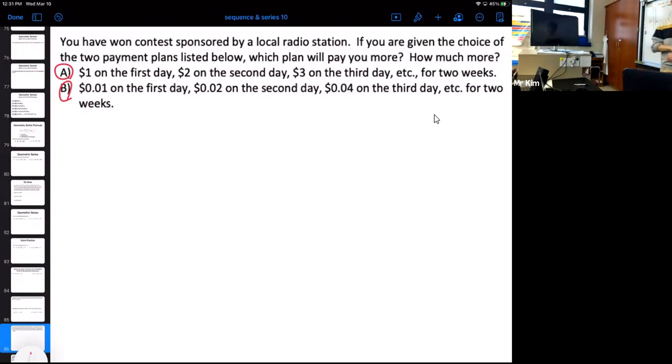Always look at how much you get in 2 weeks in total, because if, on the second day, you'll have $3 in total, just to give you an example, because it's 1 plus 2. It's a series.